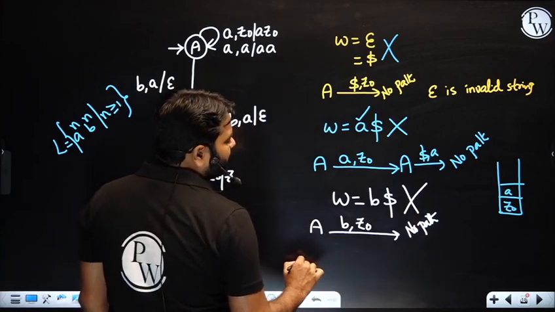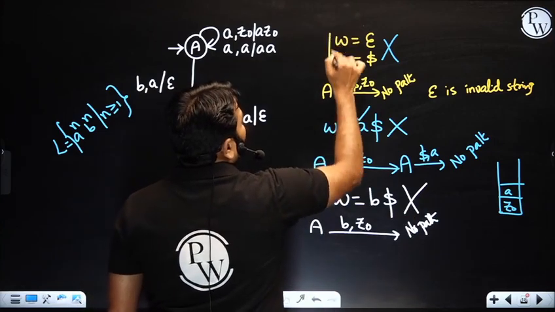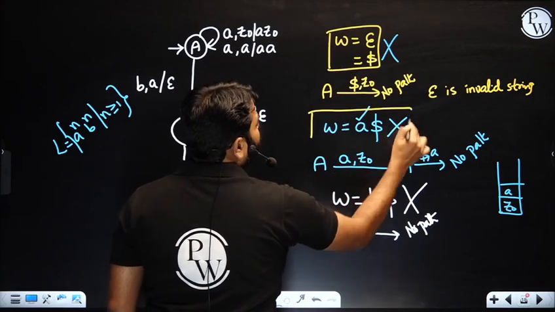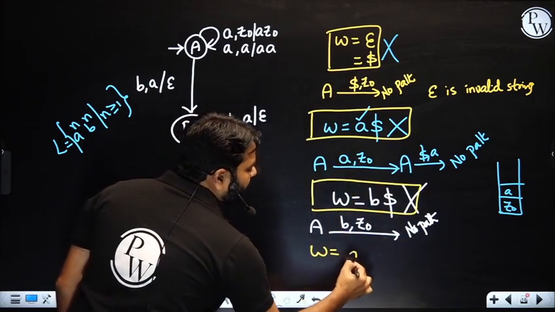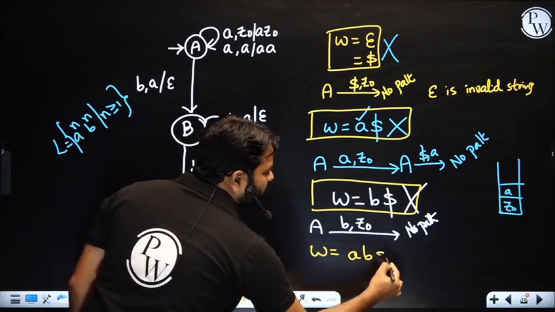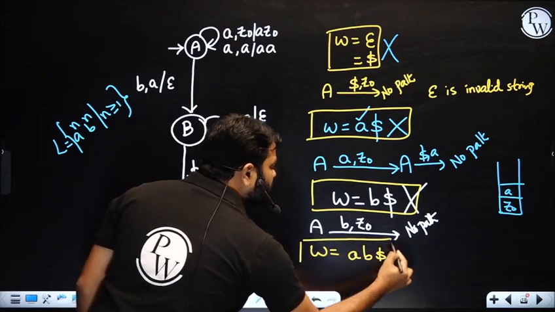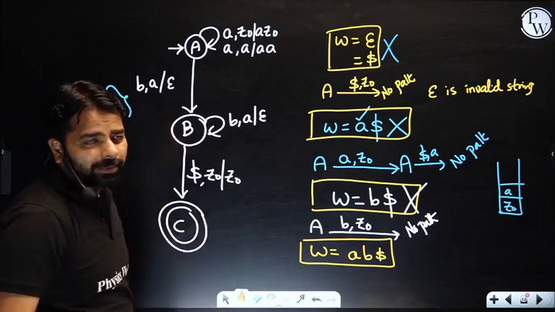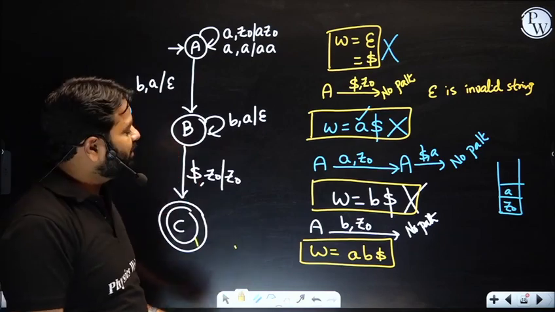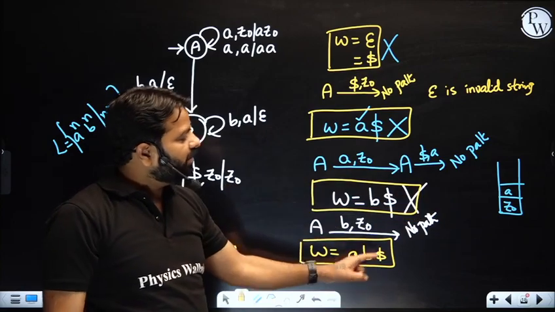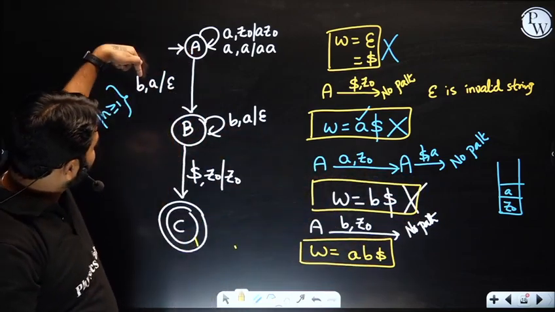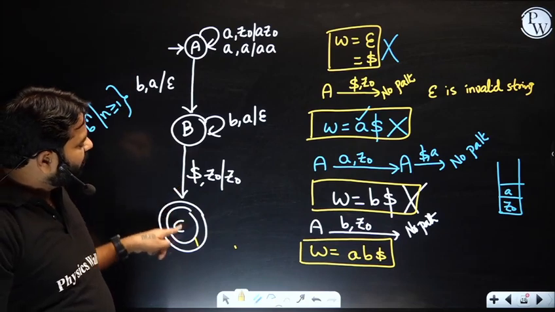Finally, let me talk about the strings. We tried totally how many strings? 1, 2, 3. Now the fourth one. W is equal to A, B. Assume dollar is the end of the input. What happens now? This is what happens in our machine because we designed a path. First A, we push. Next B, we pop A by taking this transition. After that, dollar will go to final.